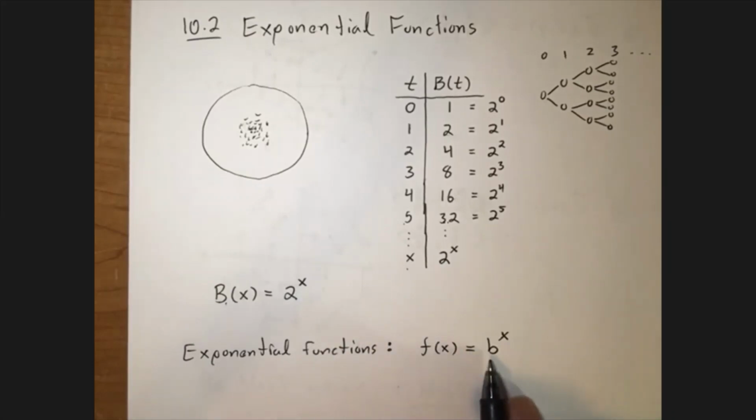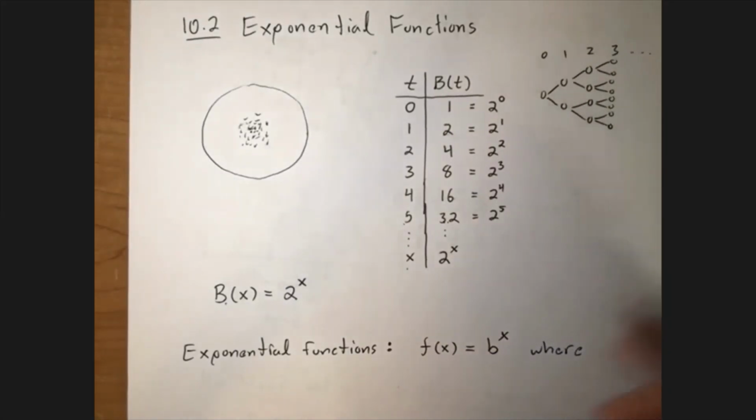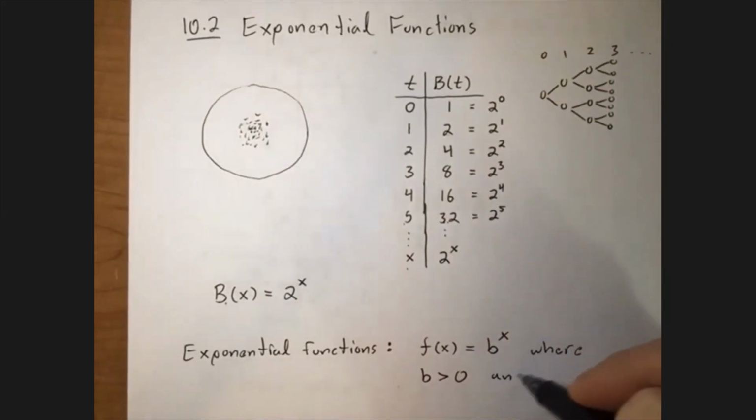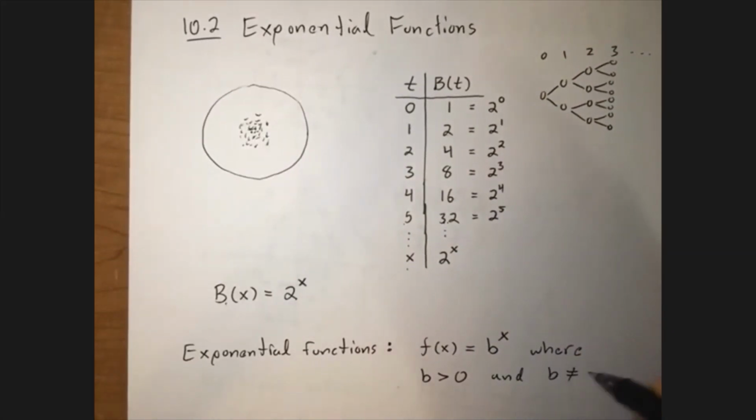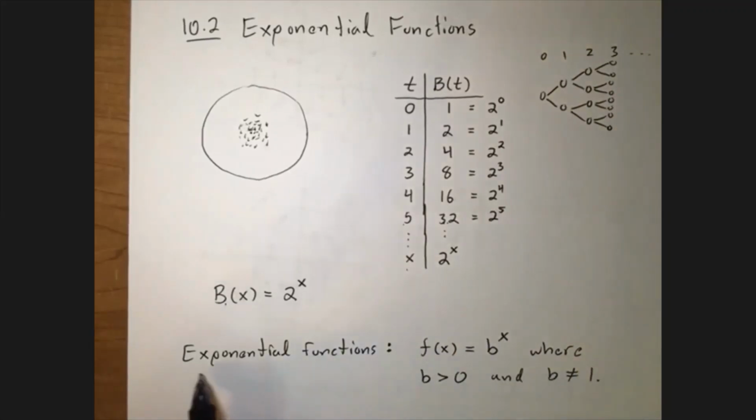But it could be a different number, but it can't be any number. This number here has to be positive and it can't be equal to one. So where B is positive and B is not equal to one. So as long as it's a positive number, not equal to one, this is what we call an exponential function.